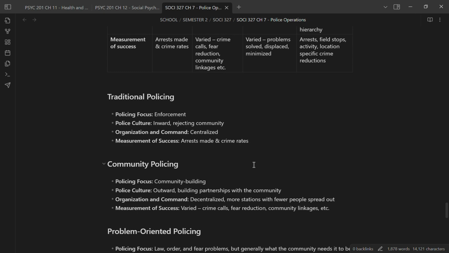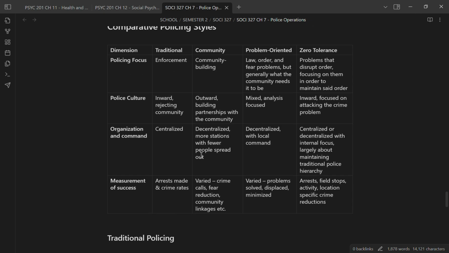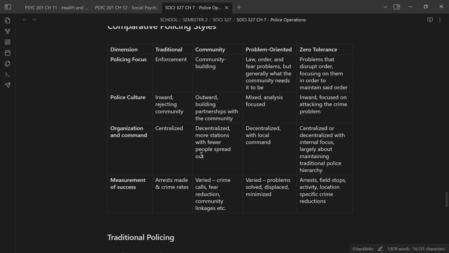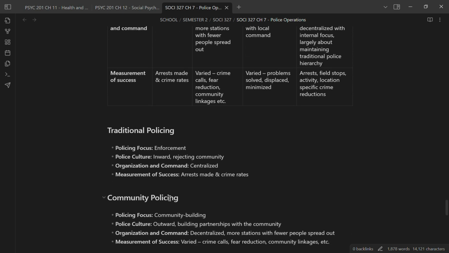So with traditional policing, again, the focus was enforcement. The culture was inward, and you're kind of rejecting community involvement. The organization of command is centralized, and the measurement of success with traditional policing is in the amount of arrests made and the crime rates.